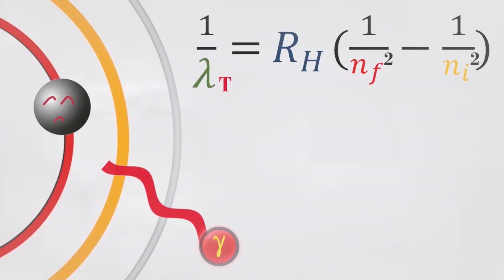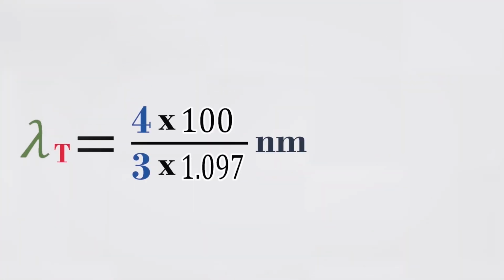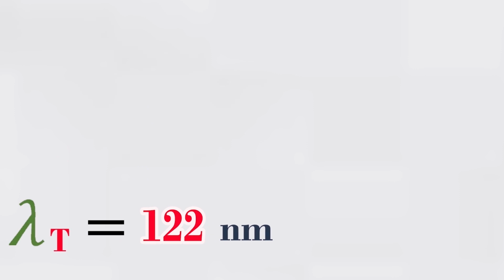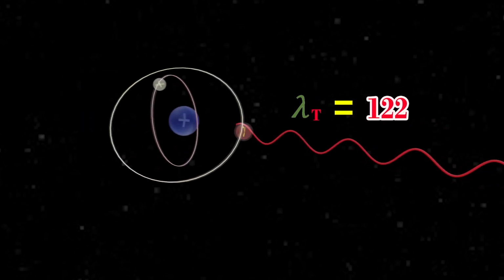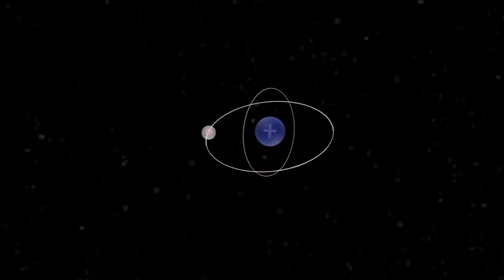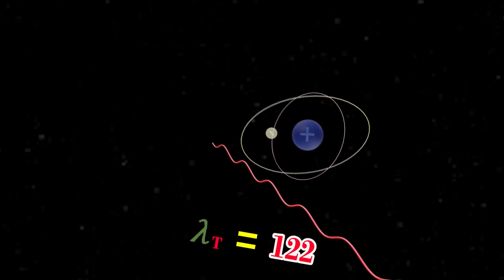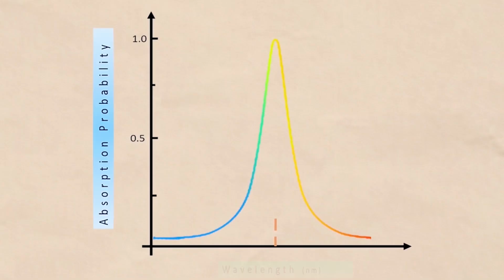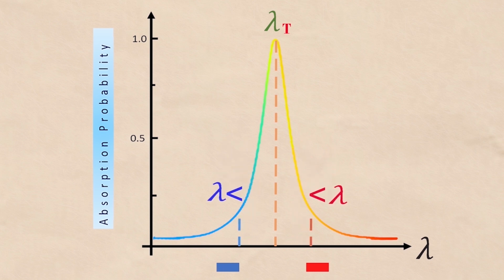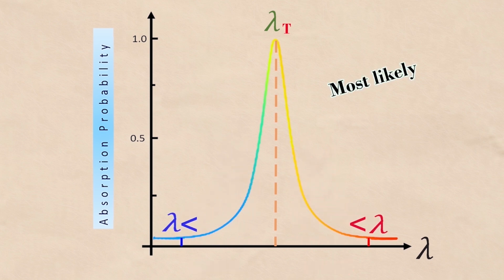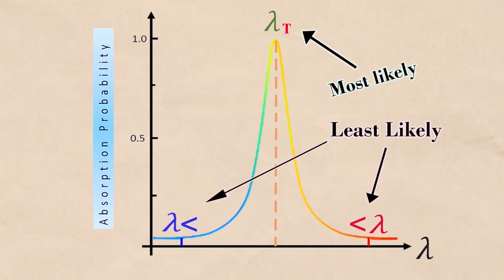If, say, a hydrogen has a transition wavelength of 122 nanometers, this means that a photon of the same wavelength has the highest chance of getting absorbed by the atom. And if we try to use other wavelengths, the absorption probability will decrease the further we move away from the transition wavelength. So now we know what the best wavelength is, we can start setting up the cooling system.